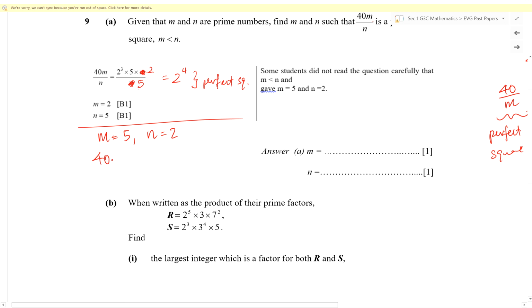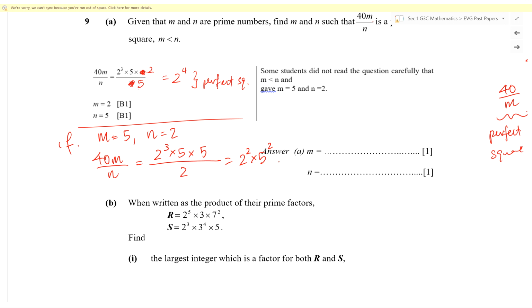Then I'll have 40m over n, 40 2 power 3 times 5 times 5 over 2. Right? If it is this case, I also get a perfect square. 2 power 2 times 5 power 2. See, all the powers are even. Can this be accepted? Why not?